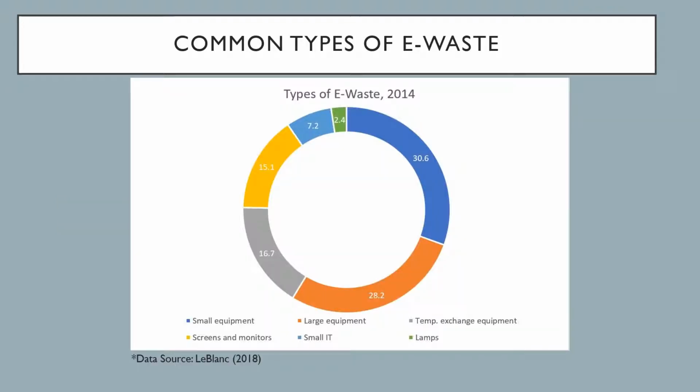So some common forms of e-waste are large equipment and small equipment. When you think of small equipment, you might think of cell phones and associated items. Temperature exchange equipment would be air conditioning units, heating units. Screens and monitors refer to computers, naturally, and then small IT and lamps.